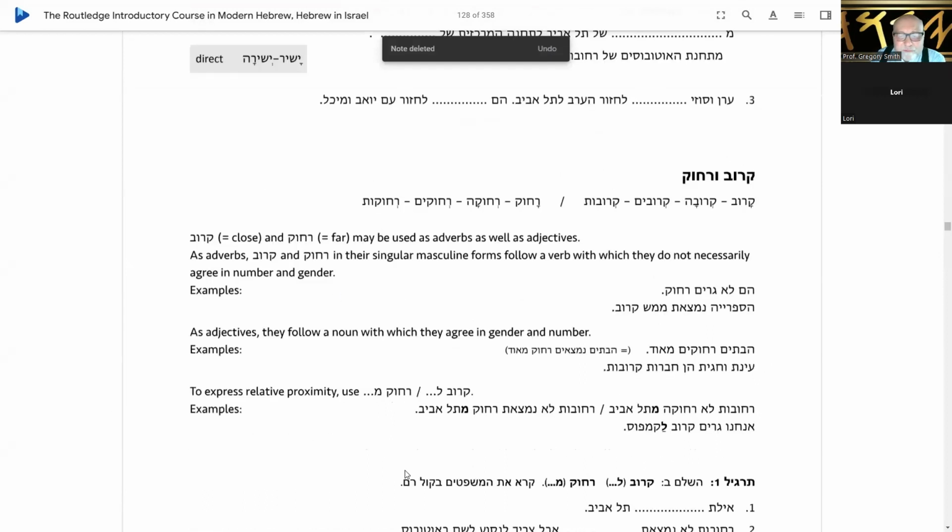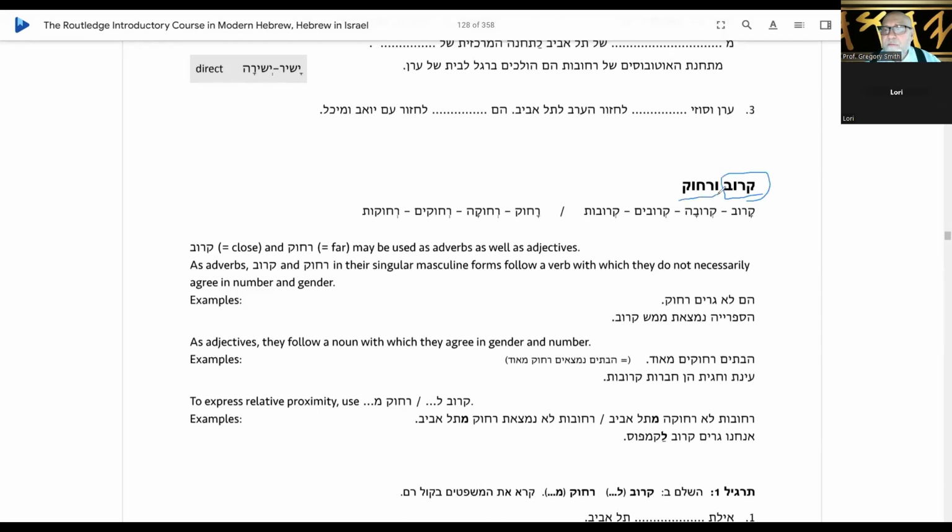Okay, so now we have some instruction part here. It looks to me like they've got karov v'rahok. So this would be close and far, near and far. Karov means close to something, and rahok means far. Now what they're going to do here is give us the masculine singular, the feminine singular, the mixed plural, and the feminine plural of each word. Because remember, the gender and number of every adjective and every verb has to match.